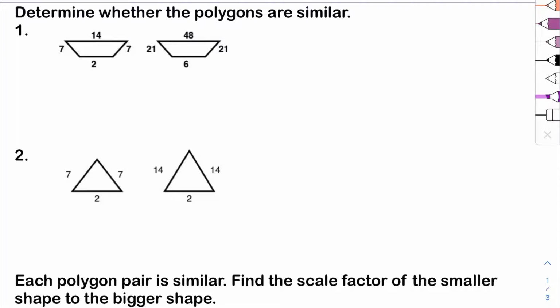So we want to make sure whatever we have to multiply 7 by, for example, to get 21, since those are in the same position, is the same thing we have to multiply 2 by to get 6, 14 by to get 48, and again 7 by to get 21. So we will do this and verify it by division. So first I'm going to start with these two sides. Those are in the same position. So 21 divided by 7 is 3. So that means to get 7 to be 21, we would have to multiply by 3.